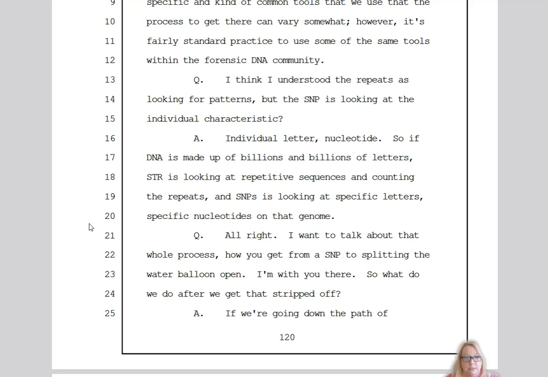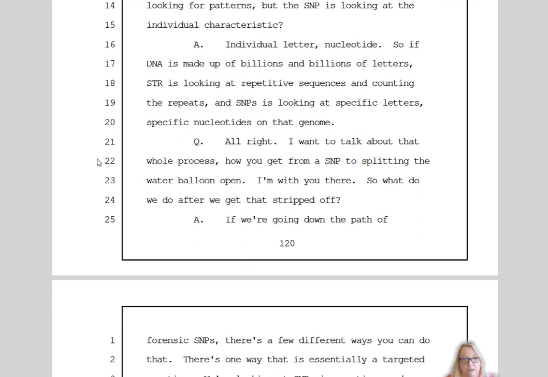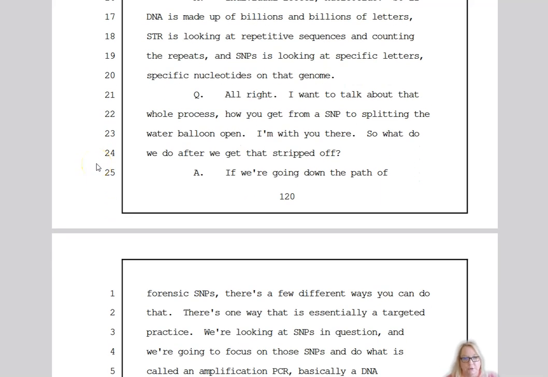So, okay. So here's the defense attorney continuing. So she's explaining, I think I understand the repeats as looking for patterns, but the SNP is looking at the individual characteristic. Okay, that's talking about the CODIS. We'll call it the CODIS type of DNA versus the genetic genealogy type of DNA. And he says individual letter, nucleotide. So if DNA is made up of billions and billions of letters, STR is looking at repetitive sequences and counting the repeats. And SNPs is looking at specific letters, specific nucleotides on that genome.